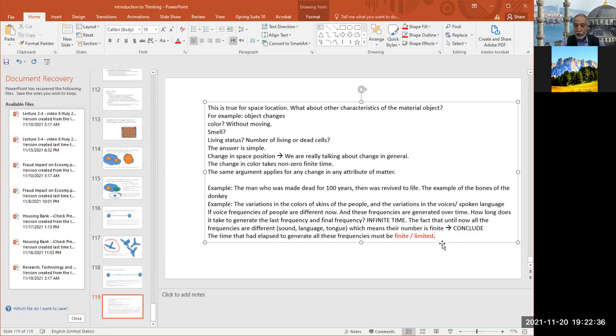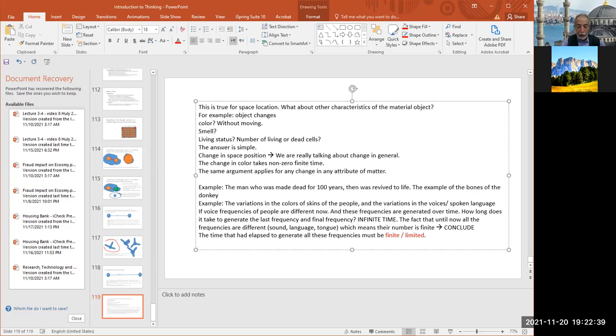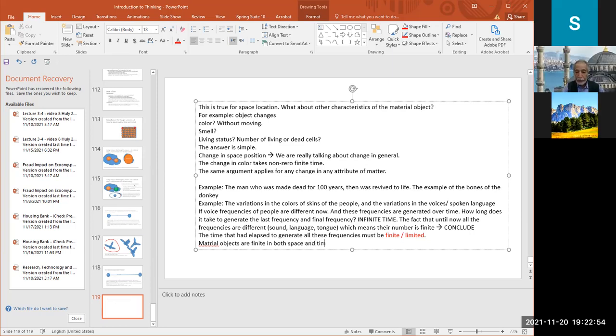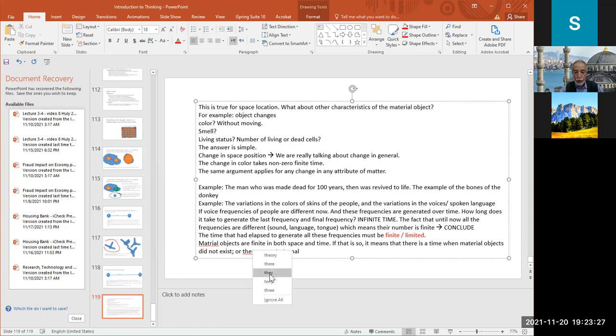So I can do my final conclusion. I would say material objects are finite in both space, which is the boundaries, and time. And if that is so, it means that there is a time when material objects did not exist, or they are not eternal. And that's the final conclusion that we want to conclude.